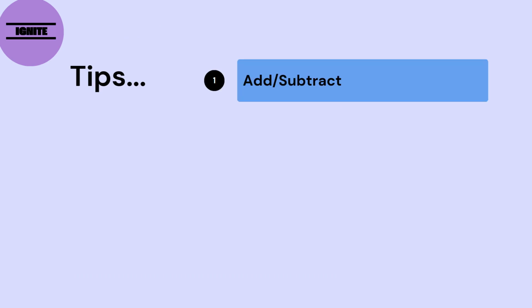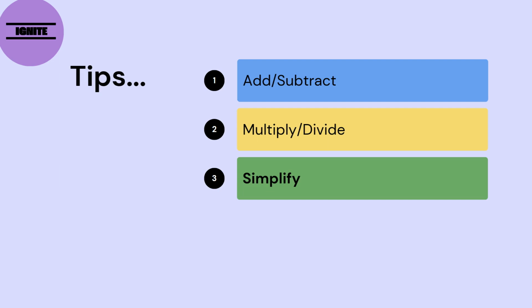Let's take a look at some tips when interpreting inequalities. The first thing to do is add or subtract from each side to make sure you have the variables on one side and the constants on the other side. The next thing we want to do is multiply and divide. And remember with these rules, if you're multiplying or dividing by a negative, then you need to flip the sign. A less than or equal sign becomes a greater than or equal sign, and a less than sign becomes a greater than sign. The next thing you want to do is simplify.